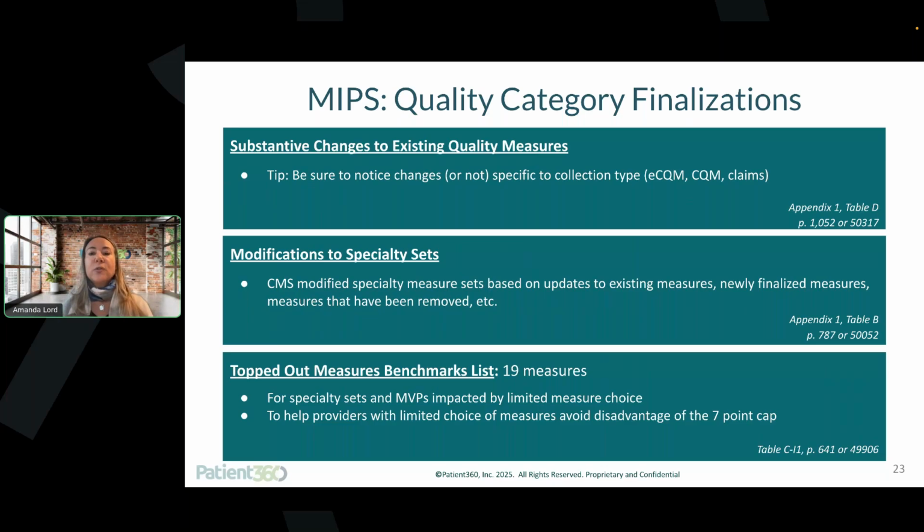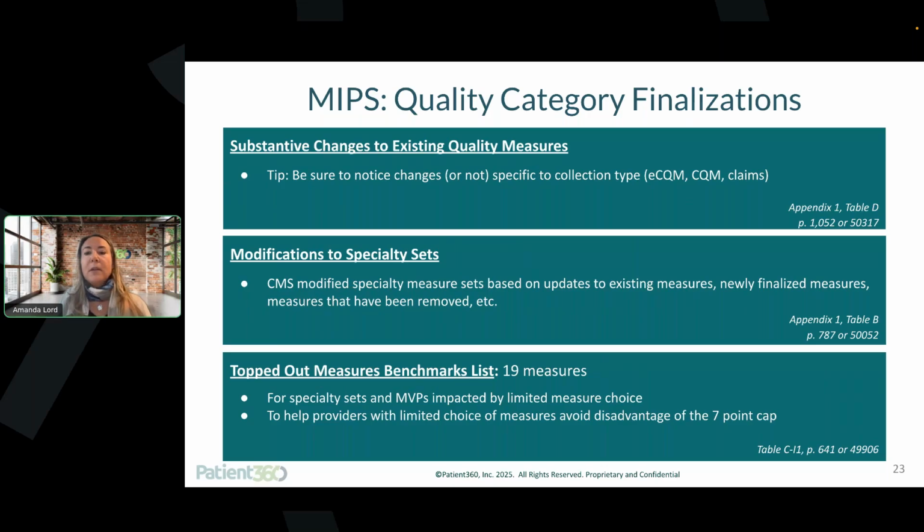It's also crucial to understand the policy on topped out measures and what was finalized. So normally when a measure is topped out for 2 consecutive years, its scoring is capped at a maximum of 7 points. After 3 years, CMS might even remove it entirely, which is a major concern for some specialists who really have a limited number of measures to report. However, CMS did finalize an important exception to this rule.